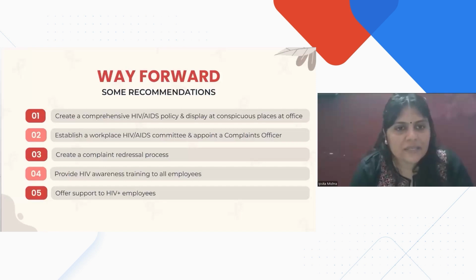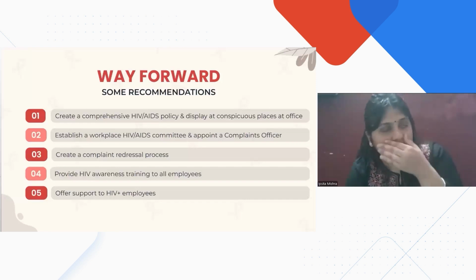The second thing is, like we have a POSH committee, ICC, the same way we need to have an HIV/AIDS committee, and we can rename it in any other form also. But HIV/AIDS committee is the general term that we have. And if you have more than 100 employees, then we should appoint a complaints officer. And as discussed earlier, even if we don't have 100 employees, below that also, as a matter of good practice, we need to have a complaints officer in the HIV/AIDS committee.